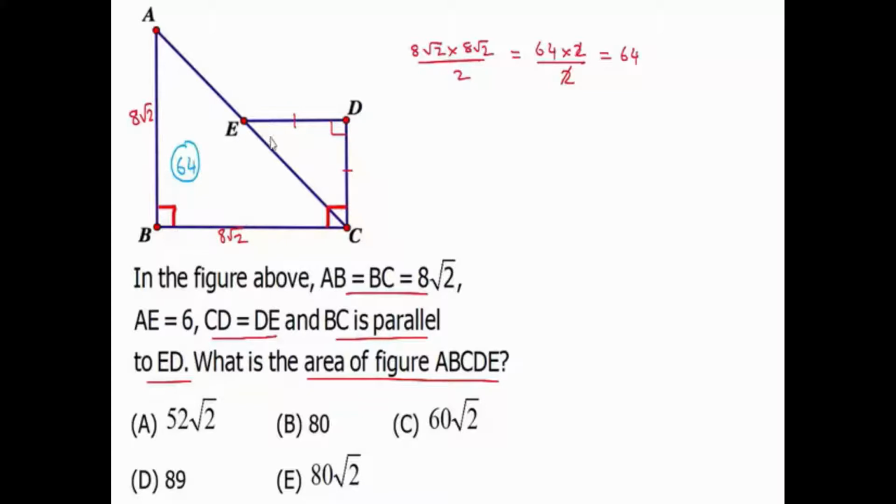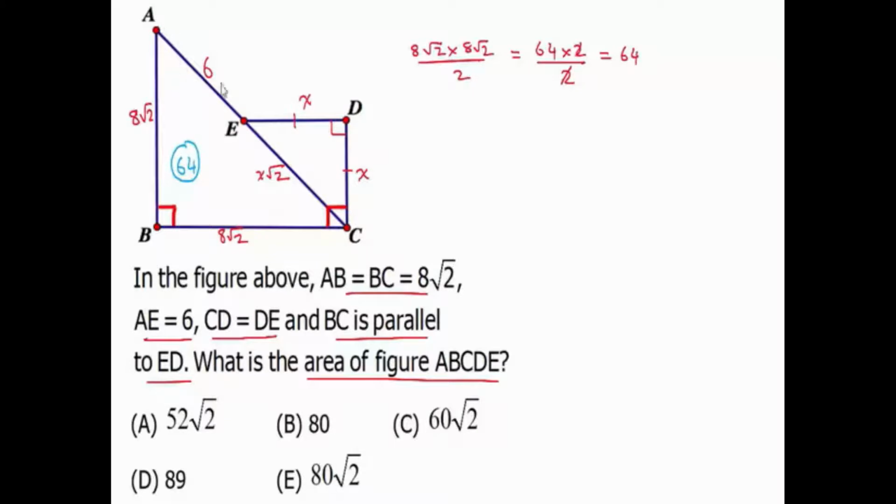And in a 45-45-90 triangle, we know that if the equal sides are x units long, the hypotenuse is going to be x times square root 2 units long. So that's EC in this triangle. To know x, we must first find the value of x square root 2. It's given that AE is 6 units long, so this is 6. Therefore, EC is AC minus 6.